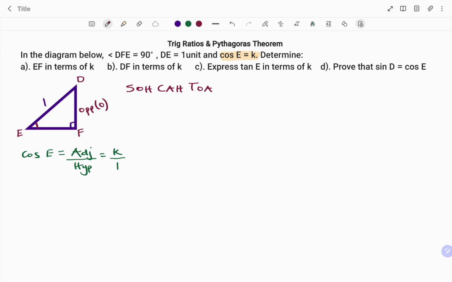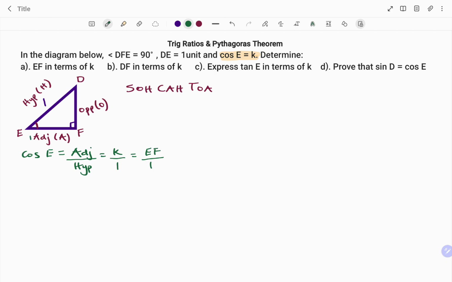The line facing the right angle, or the longest side, is my hypotenuse. That's my H. And the last side, a triangle has 3 sides. The last side is my adjacent, or A. So therefore, going back to my statement, cos E equals K, because my reference angle is E, my adjacent will be K. In this case, that's EF. So I have that as the line EF over then my hypotenuse, that's 1.